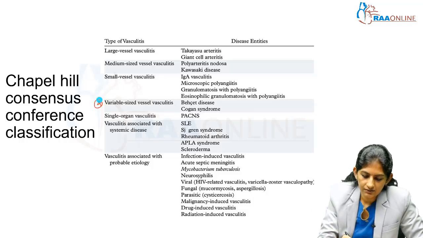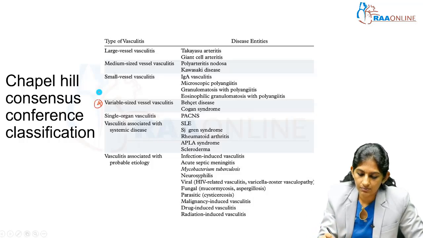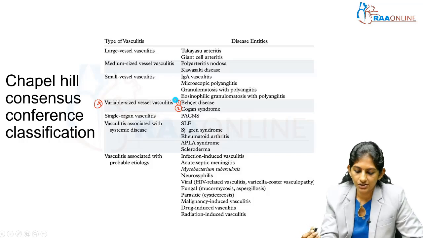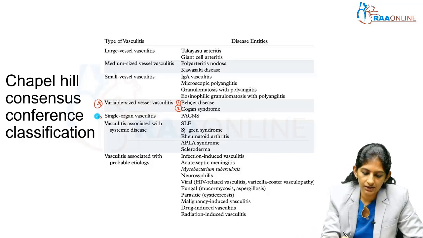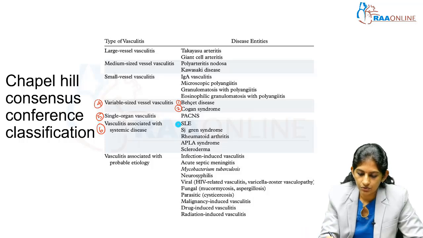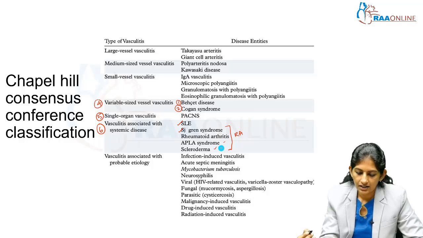Variable sized vessel vasculitis: we read this in Behçet syndrome. One other is Cogan syndrome, also very rare in children. Single organ vasculitis. Vasculitis can be associated with other systemic diseases, so SLE, Sjogren's, rheumatoid arthritis, scleroderma, APLA syndrome. So, systemic vasculitis and vasculitis associated with other etiologies.